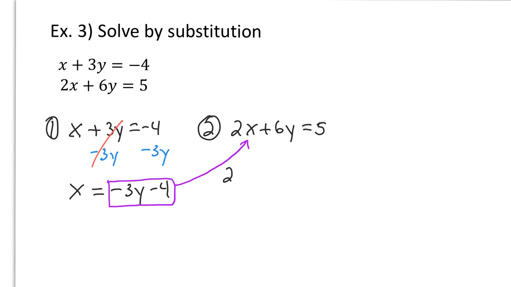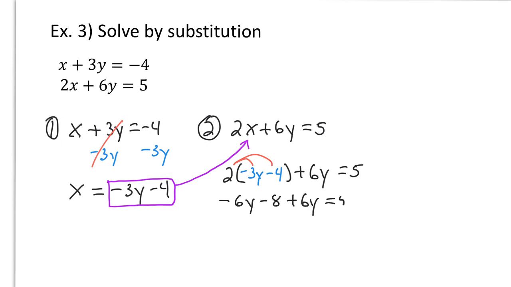I'm going to use parentheses here, plus the 6y here equals 5. And I substitute -3y minus 4. All right, now you guys solve for the specific variable. Notice we have a y, so we are solving for y. I'm going to distribute, I'm going to multiply. So I have -6y minus 8 plus 6y equals 5.